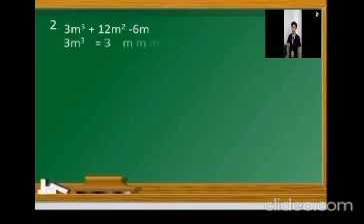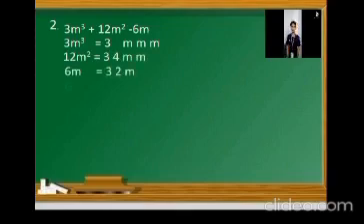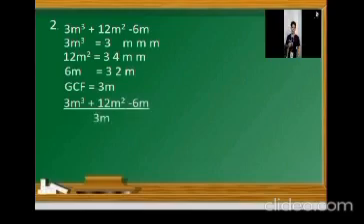For our next example, find the factor of 3m cubed plus 12m squared minus 6m. Now we are going to find the GCF of the three terms. The factor of 3m cubed is 3 times m times m times m. The factor of 12m squared is 3 times 4 times m times m. Now we are going to divide 3m cubed plus 12m squared minus 6m by the GCF 3m. And the result will be m squared plus 4m minus 2.